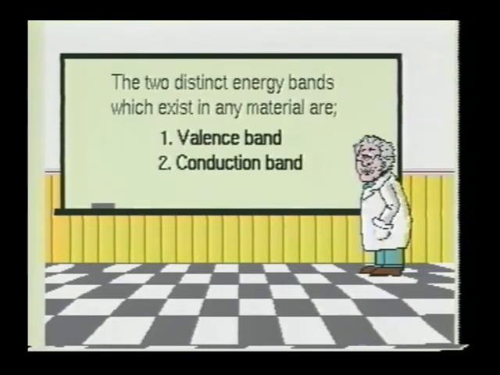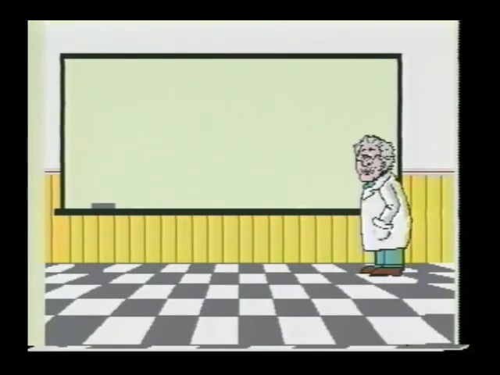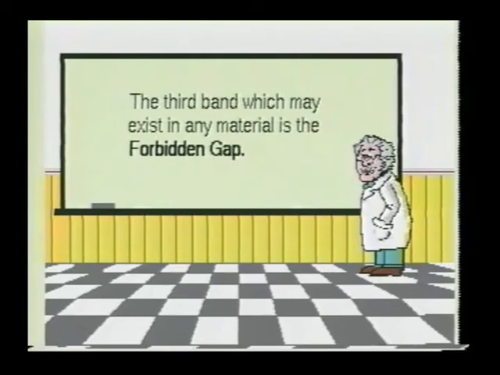2 distinct energy bands exist in any material. They are the valence band and the conduction band. A third band may exist which separates these energy bands. This band is termed the forbidden gap.